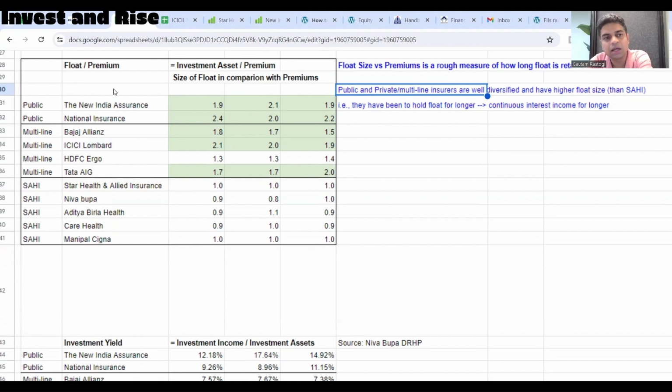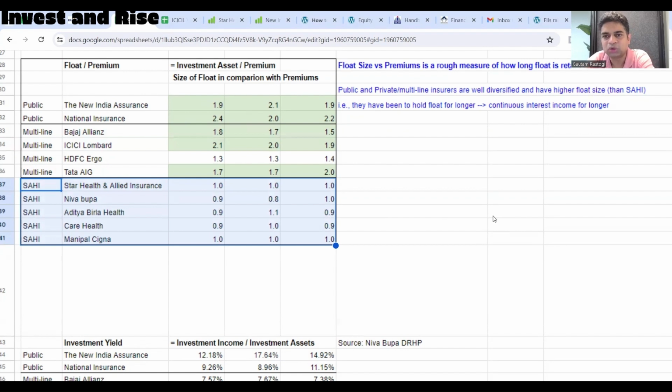Because if you look at this chart, at the quantity of float, or the quantity of investment assets in comparison to the premiums that these insurers have been able to accumulate, you would see all these multi-line insurers have been able to accumulate 2x investment assets or float than the premiums. So their float size is 2x of the premiums, whereas Sahi, it's just 1x. And the more float you are able to accumulate, the better it is, because you would be able to earn a higher interest on that float.